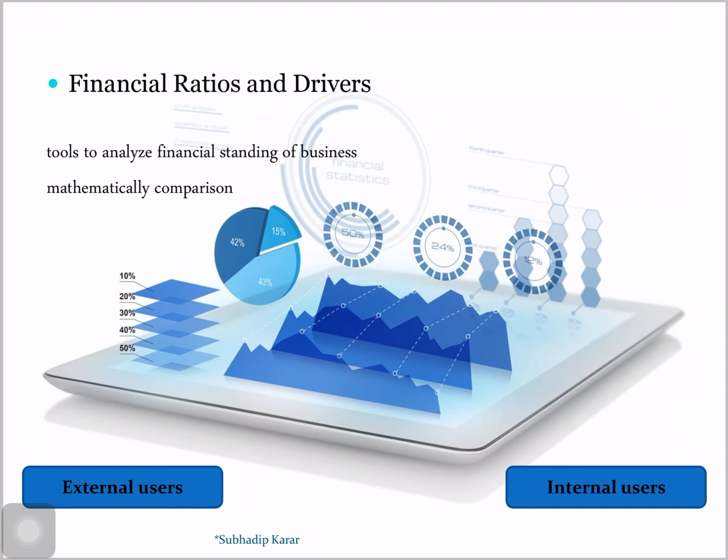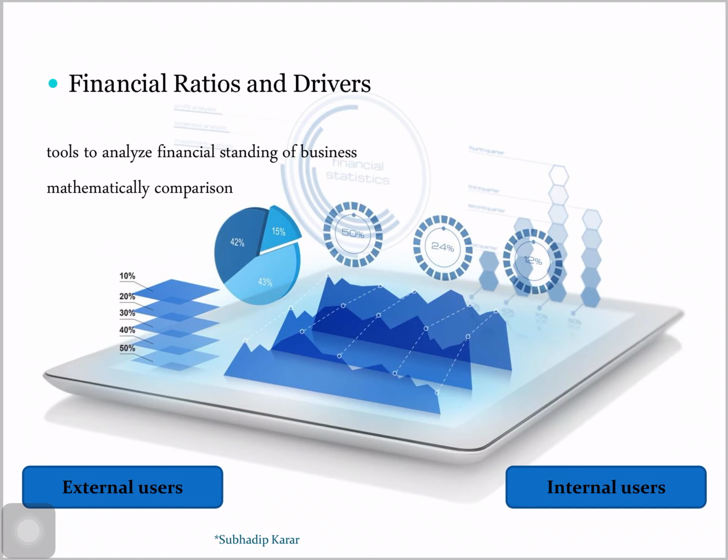Financial ratios. What are financial ratios? Financial ratios are the most common, widespread tools used to analyze the financial standing of a business. They can be used to compare different companies in different industries. It's purely a mathematical comparison, so it does not take into consideration the size of the company or industry. It only gives the raw computation of the financial position and performance.